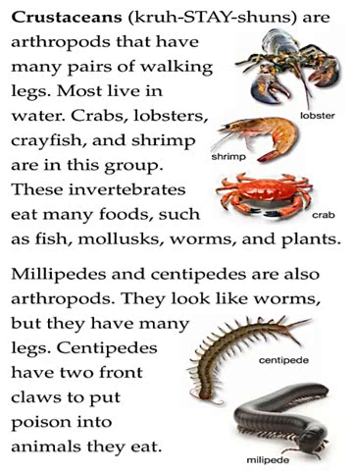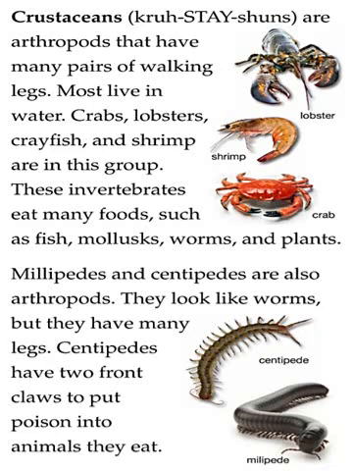Crustaceans are arthropods that have many pairs of walking legs. Most live in water. Crabs, lobsters, crayfish, and shrimp are in this group. These invertebrates eat many foods, such as fish, mollusks, worms, and plants.